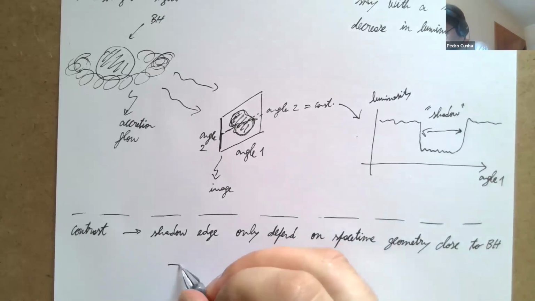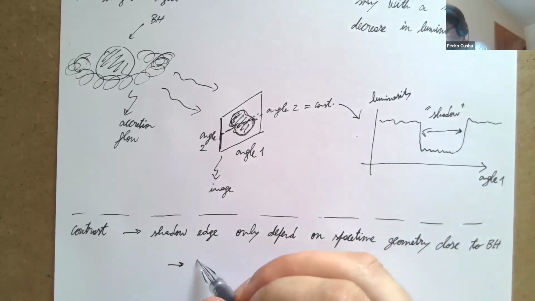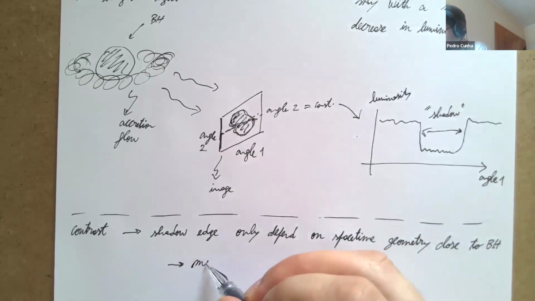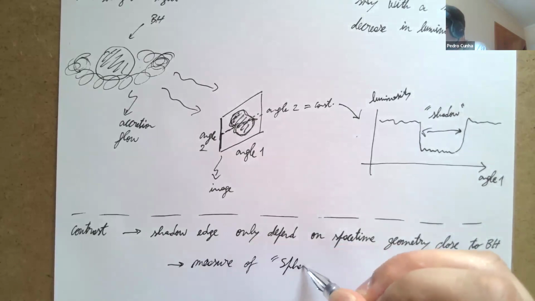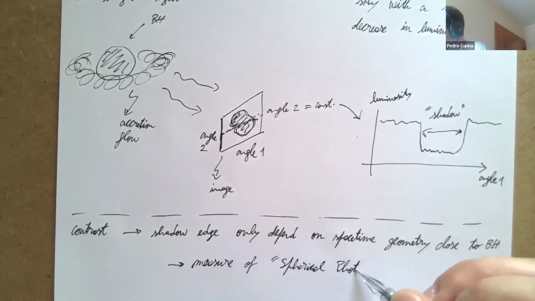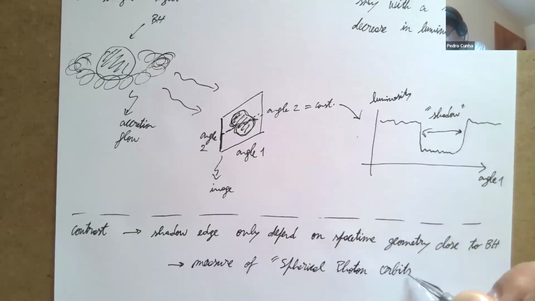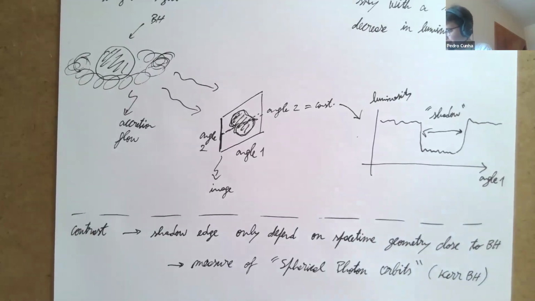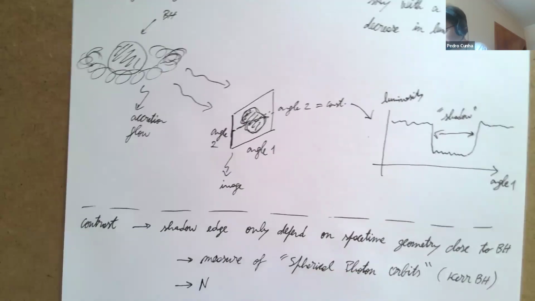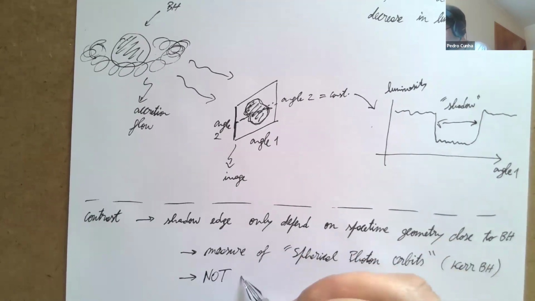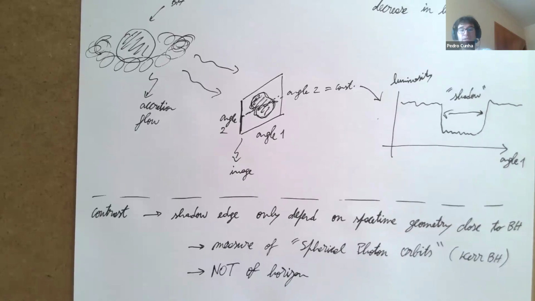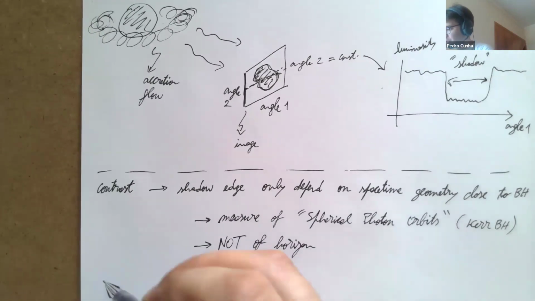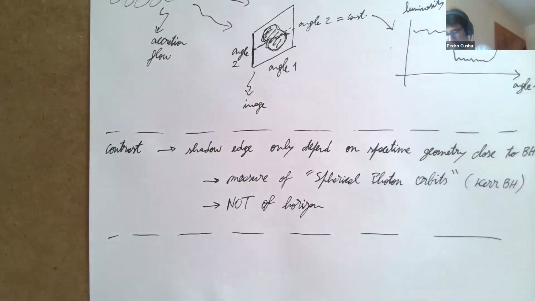But let me emphasize two things. The shadow, and in particular the shadow edge, is not an image of the horizon, but actually a measure of the properties of what is called in the literature spherical photon orbits, of which I will give a brief introduction in a moment. This will be for the Kerr black hole, although there is a generalization outside of Kerr. Just let me emphasize that the actual image of the black hole, the shadow, is not an image of the horizon, but of something else, a set of bound null orbits, of null geodesics.